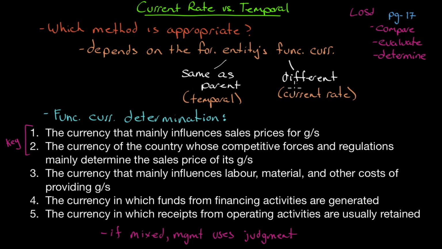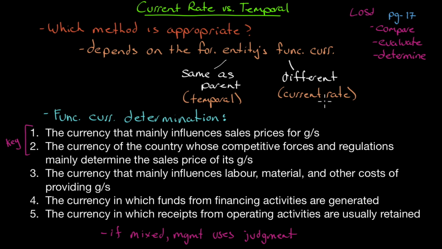It's primarily going to be different. I will primarily be using current rate. That doesn't mean that the subsidiary's functional currency can't be the same as the parent. It would just be questionable as to why it is. You'd have to have a really good reason why it's the same. So it's typically you're going to come across companies that translate using a current rate.